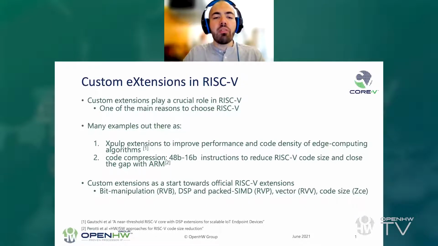We have many examples both from industry and academia, such as the XPulp extensions that have been designed to cope with higher code density and higher performance with edge computing algorithms for DSP and packed SIMD, or code compression that reduces the code size and closes the gap between RISC-V and ARM ISA binary code size. Other custom extensions that we have and are about to become standard RISC-V extensions are the bit manipulation, the DSP and packed SIMD, and the RISC-V vector for high performance applications, and code size.